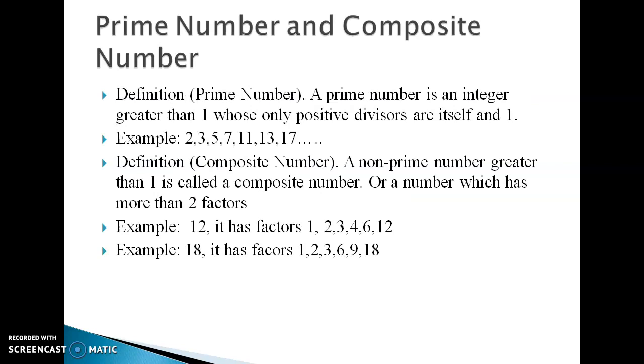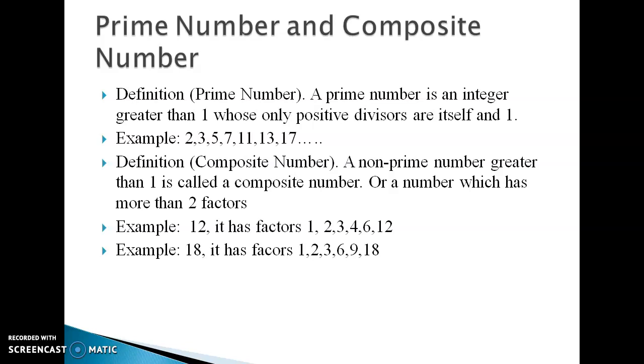Next, discussing prime numbers and composite numbers. You are very much familiar with these numbers. The definition of a prime number goes: a prime number is an integer greater than 1 whose only positive divisors are itself and 1. Examples of prime numbers are 2, 3, 5, 7, 11, 13, 17 and so on, because it is an infinite set. The smallest even prime is 2. Here again the statement is hidden: 2 being the smallest prime, even prime I can call.